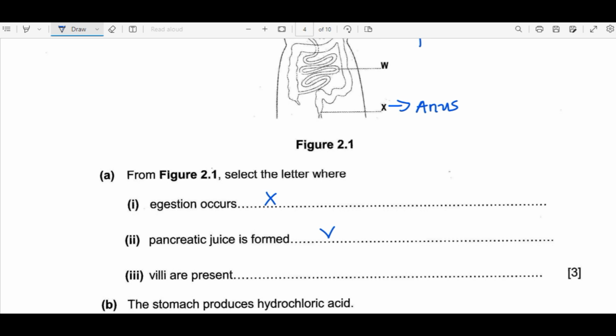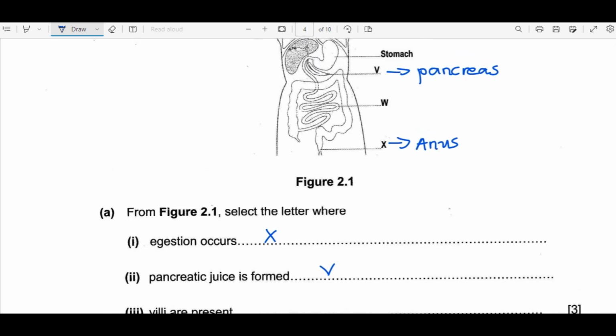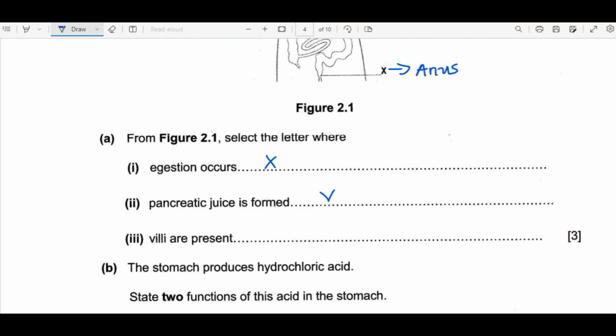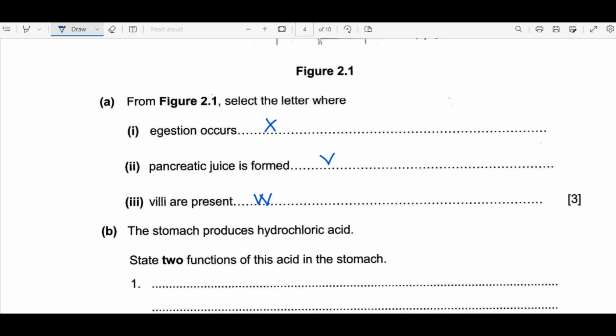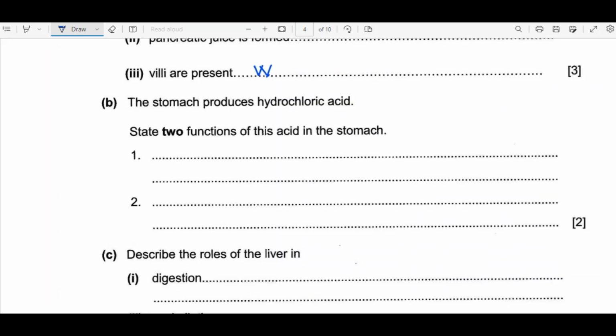Then villi are present in the small intestines. So this is where the small intestines are. So we have W. Then we move on to question B. The stomach produces hydrochloric acid. State two functions of this acid in the stomach.